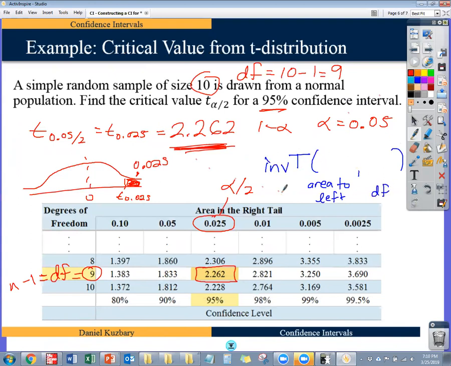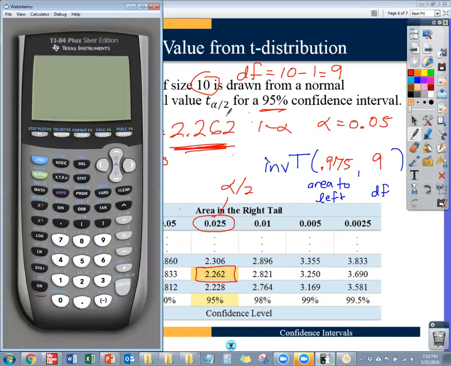So in this context, my area to the left is the opposite of this, which is 0.975. It's always area to the left in the calculator. But the opposite of this is 0.975. My degrees of freedom is 9. You do that in the calculator, you should get the 2.262.